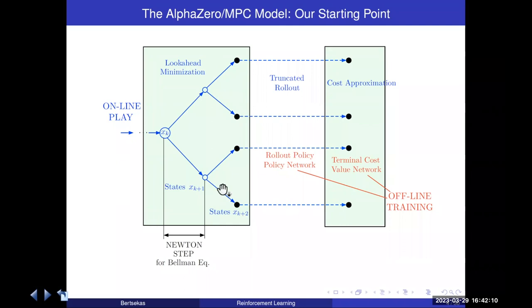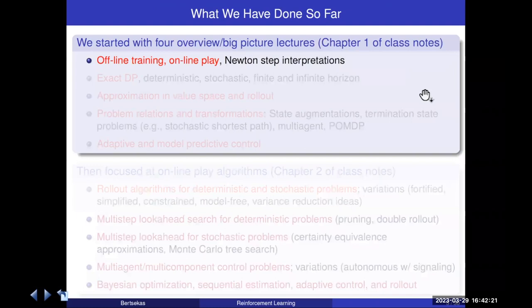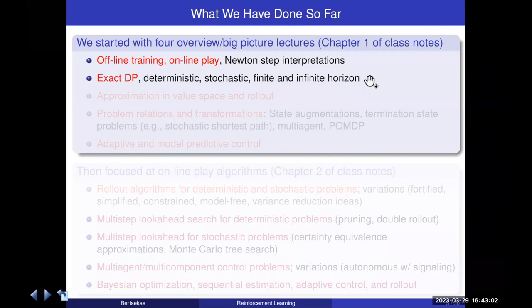Now, we have covered the online play algorithm design. And what we have done is we started with four lectures, overview, big picture type of lectures that covered, in chapter one of your notes, the division between offline training and online play, where Newton's step comes in, what it does for us. We discussed exact dynamic programming for deterministic problems and for stochastic problems, for finite horizon problems and infinite horizon problems. We did this not in very much theoretical detail, just to get you started and to set the stage for what was to come later.